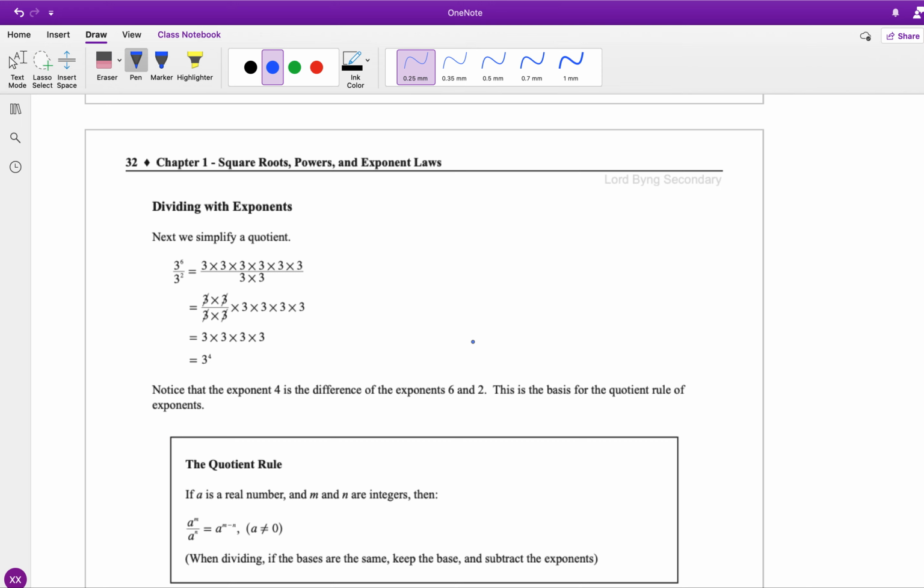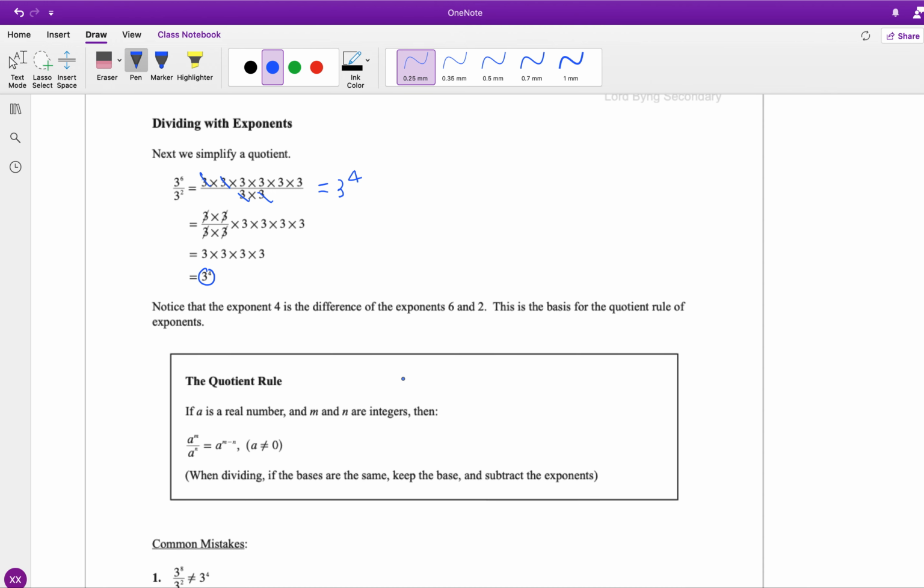Now dividing. Dividing will be the same logic. Now here we go, 3 to the power of 6. So 6 of the 3's multiplied together, divided by 3 to the power of 2. We already know that we can cancel, and then there's 3 to the power of 4 left. That also equals 6 subtract 2, which is 3 to the power of 4.